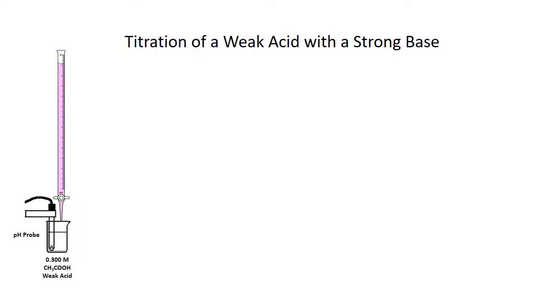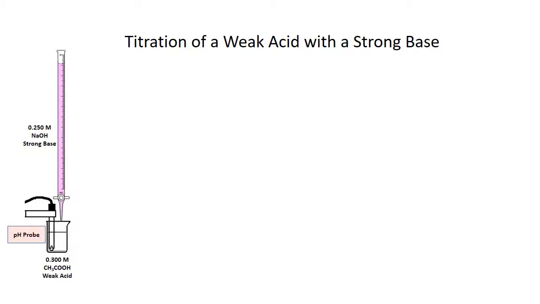And the weak acid we'll choose is acetic acid, CH3COOH. It's located in the beaker below the burette, and its concentration is 0.300 molar. We'll titrate this weak acid solution with a strong base, sodium hydroxide. Its concentration is 0.250 molar. And we'll monitor the pH of the resulting solution with every increment of sodium hydroxide with a pH probe. This pH probe will read out a pH and will record the pH with every sodium hydroxide addition.